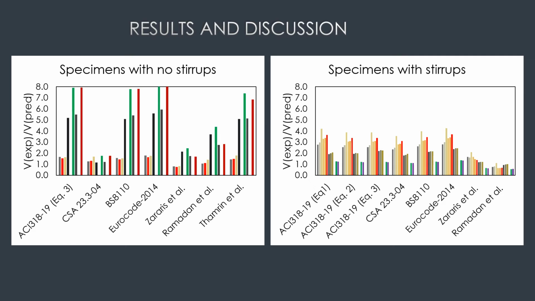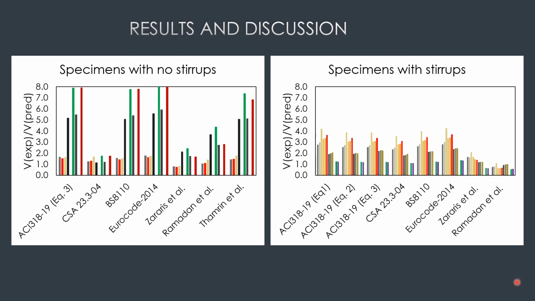Results and discussion. The shear capacity of all the specimens was predicted using the 9 models that I previously mentioned. The values of the experimental shear capacity to the predicted shear capacity for all the models could be seen in these 2 graphs, for the beams without shear reinforcement and for the beams with steel stirrups. We can clearly see that all design provisions underestimate the capacity of the T-sections.